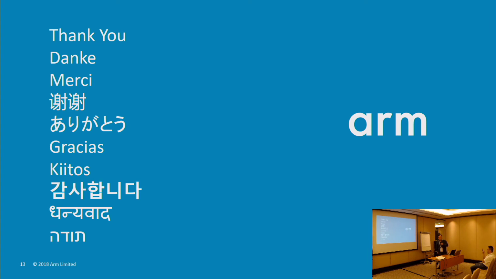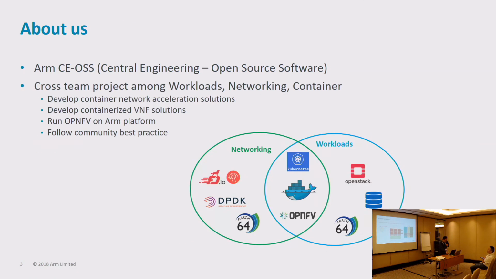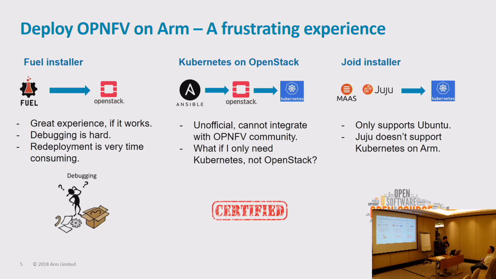You said Juju MAAS can already deploy on ARM platforms, but it's very strictly constrained to the Ubuntu distribution, while with this installer it can deploy on any of them. Yes, the latest Juju supports deploying OpenStack on ARM. This is already supported, but Kubernetes on ARM is not fully supported. So you cannot use Juju or the Juju installer to deploy Kubernetes on ARM platforms now.